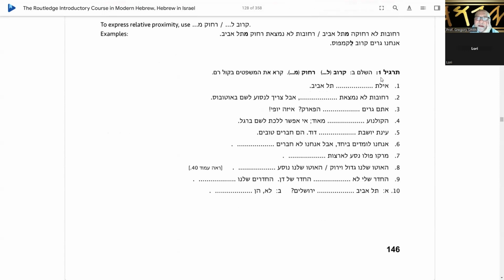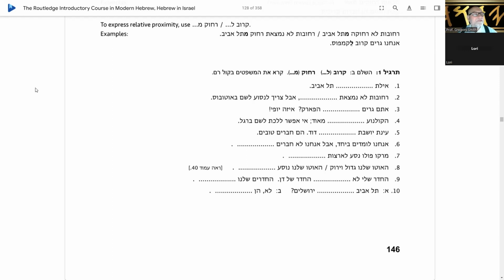Okay, so now we are on Targil Echad, which would be exercise one. And then what are we doing? Hashlem, this is completion. We need to complete with karov lamed, which would be close to, or rahok mem, which would be far from. So this is pretty straightforward. Kra et hamishpatim bekol ram, read the sentences out loud. Well, I'm already doing that for everything.